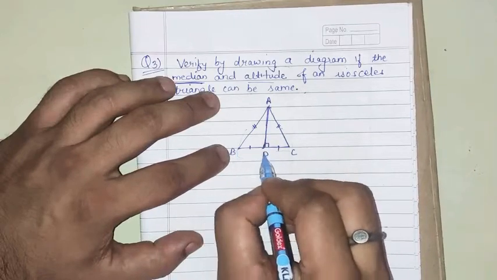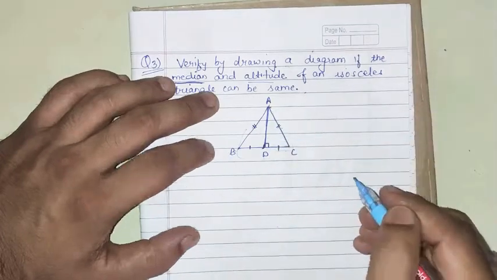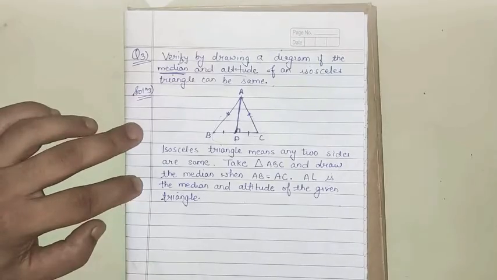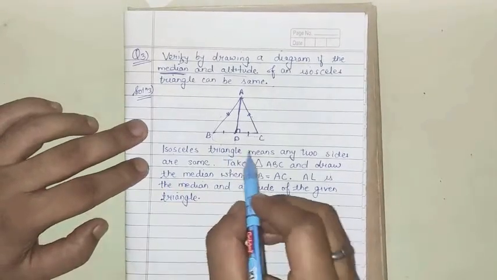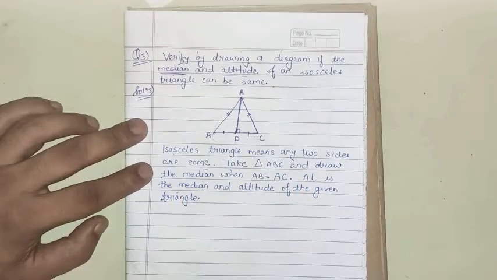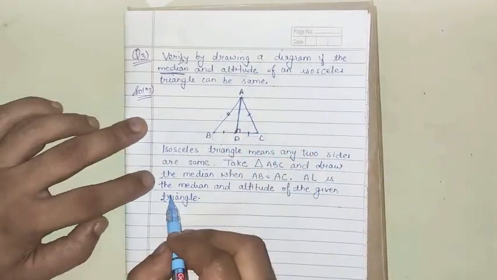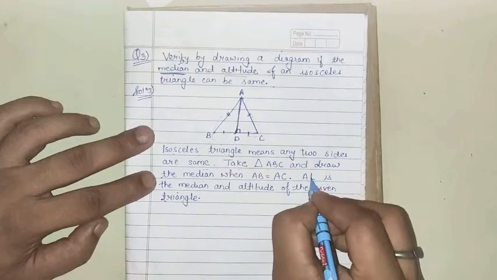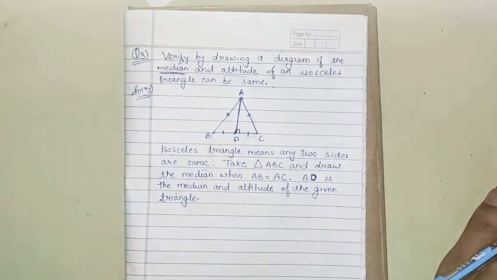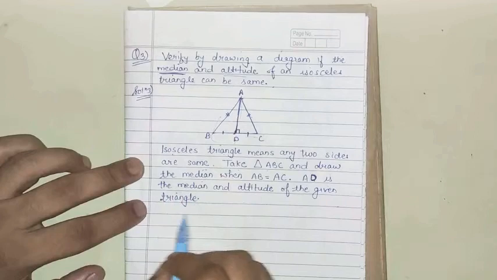D is a midpoint, so BD is equal to DC, and we can also say AD is a median. So you can make this figure in this way. An isosceles triangle means any two sides are the same. Take triangle ABC and draw the median when AB is equal to AC. AD is the median and the altitude of the given triangle.